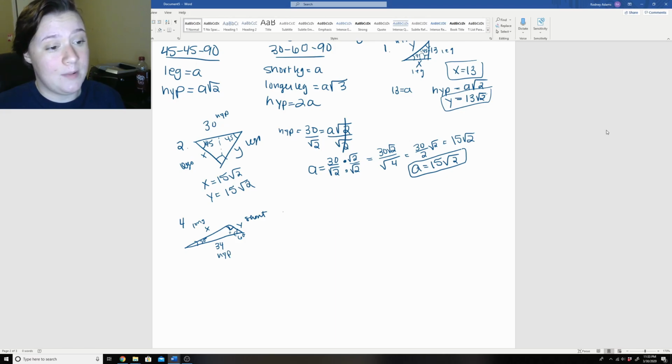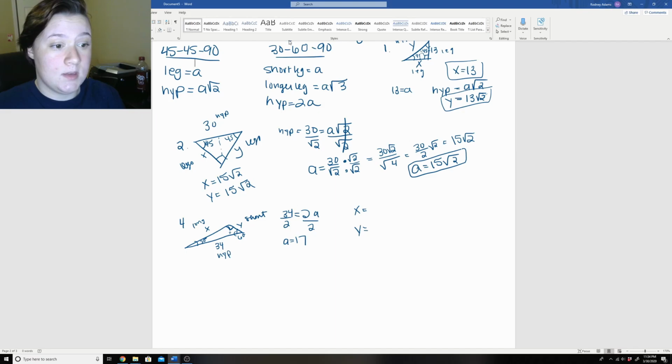So we have the hypotenuse, so this 34 is going to be equal to whatever the hypotenuse is equal to. So if we look at the 30, 60, 90 triangle, it's just going to be equal to 2a. So if we're trying to solve for a, we just have to divide by 2. So a is 17. With this, we can solve for x and y.